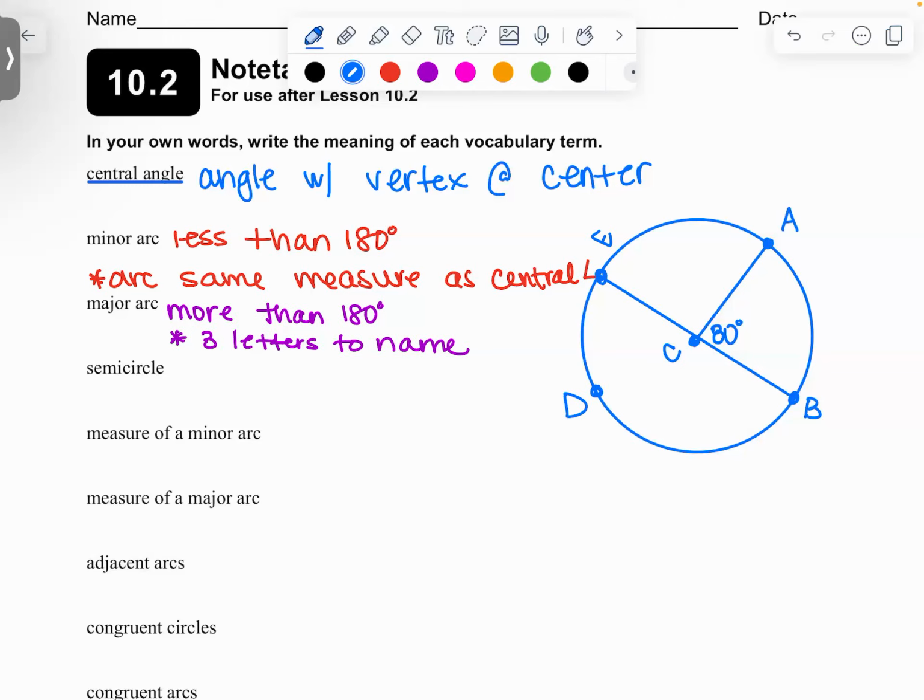Before we talk about this picture, somebody already said, what is a semicircle? How many degrees? This is exactly 180 degrees. Also, it takes 3 letters to name it. And we're going to use this picture and practice.